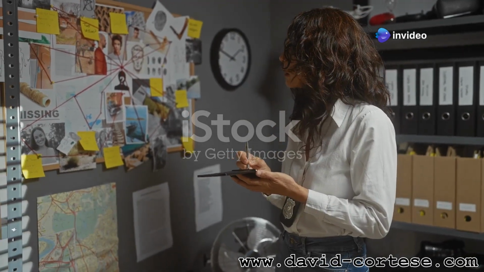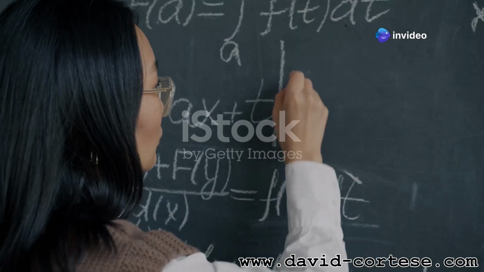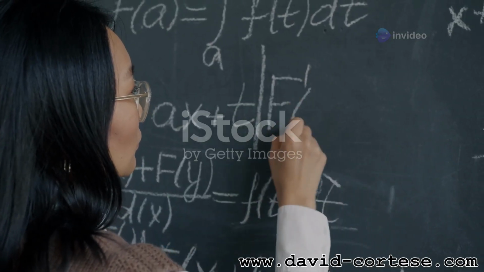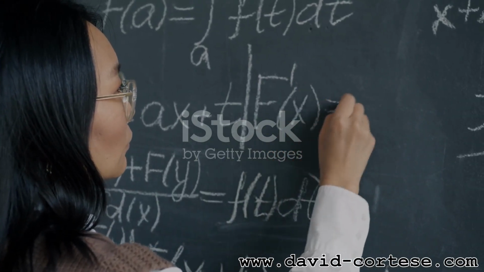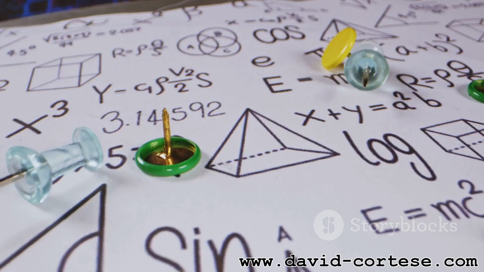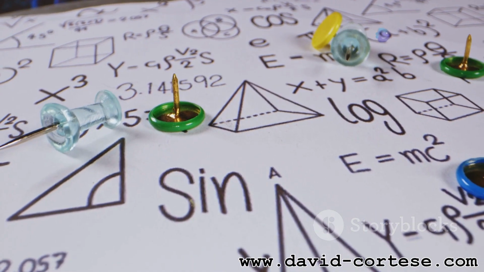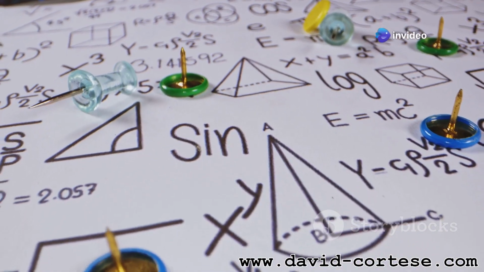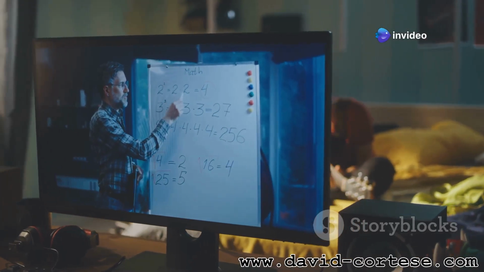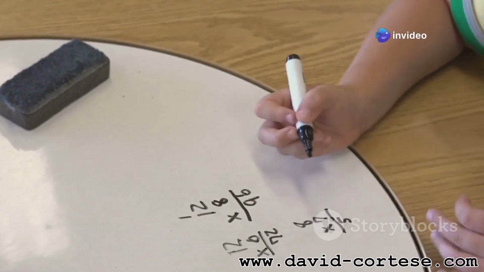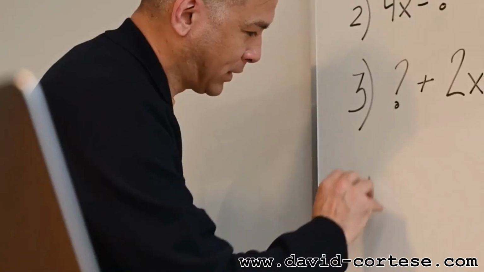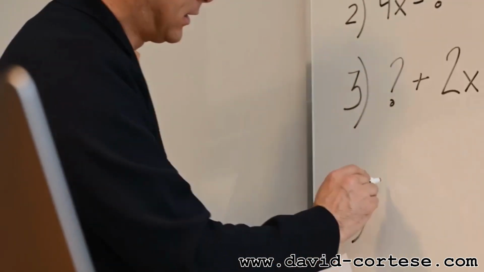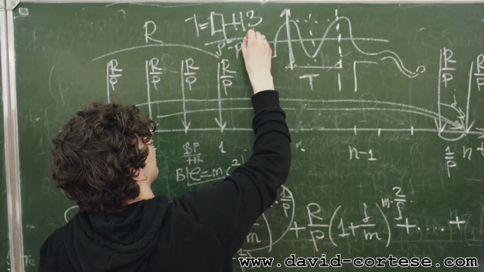The substitution method is like playing detective. We want to solve one equation for one variable, get it by itself, and then use that information to crack the other equation. Let's try it with our example. Equation 1: x plus y equals 5. Equation 2: x minus y equals 1. Step 1, solve for x in equation 2. We can do this by adding y to both sides. X minus y plus y equals 1 plus y. X equals 1 plus y.